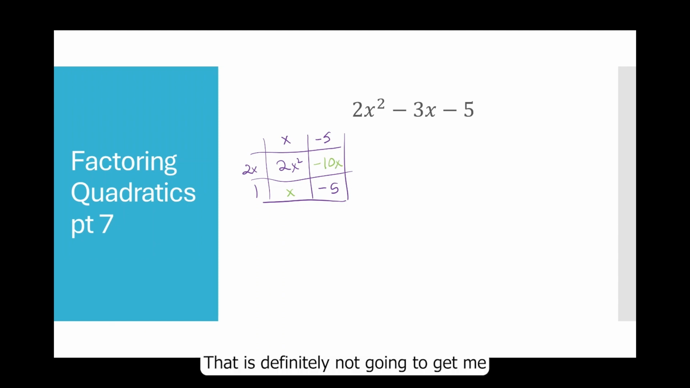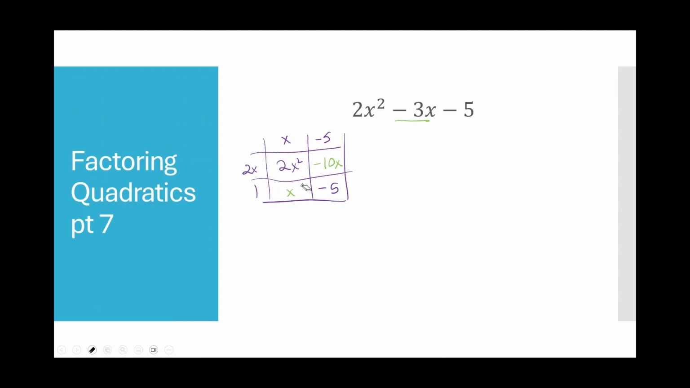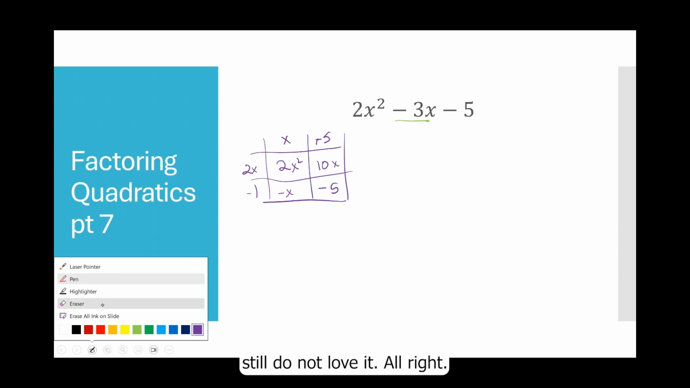That is definitely not going to get me negative 3. That's not going to add up to negative 3. So let's try, what if we just swap the signs of these? If we make this positive 5 and negative 1, now I've got 10x minus x. Nope, that's 9x. I still do not love it.